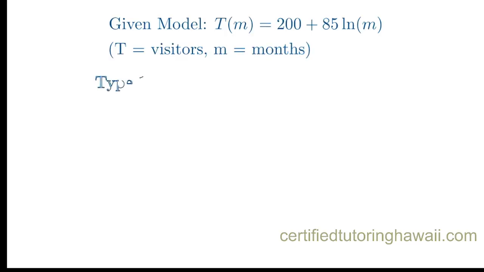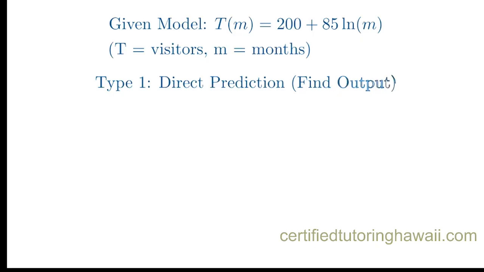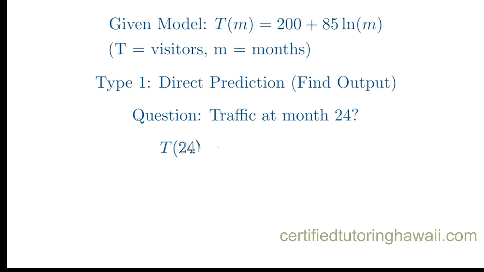The first type of prediction is direct prediction. This is when you are given an input and you find the output. For example, what will the traffic be at month 24? You simply substitute 24 for m into the equation. T of 24 equals 200 plus 85 times the natural log of 24. A calculator gives us an answer of about 470 visitors. This is a direct calculation.